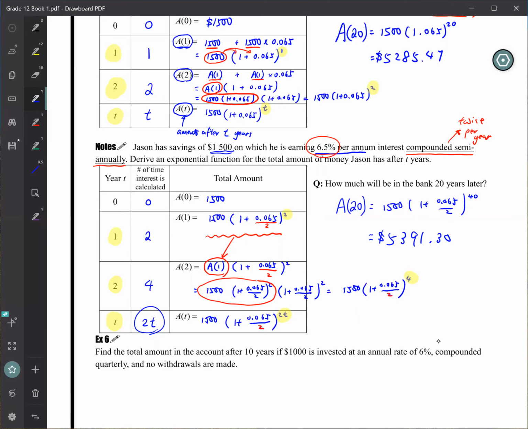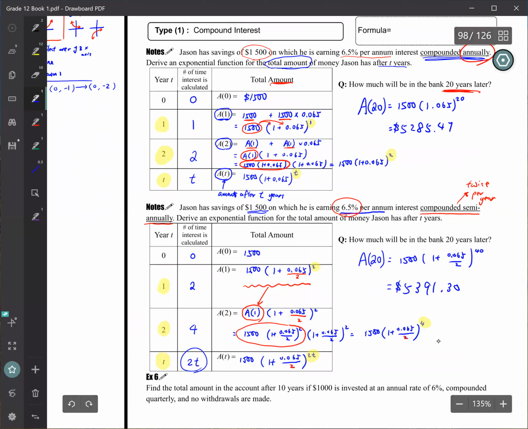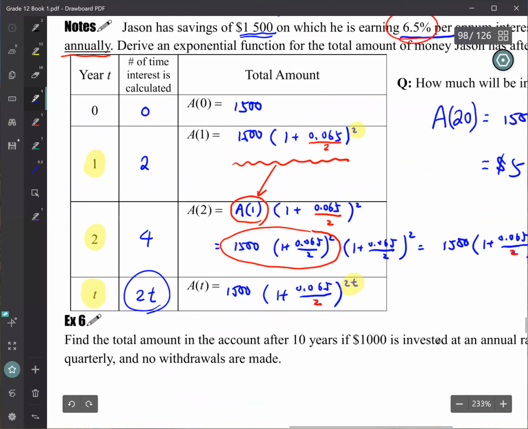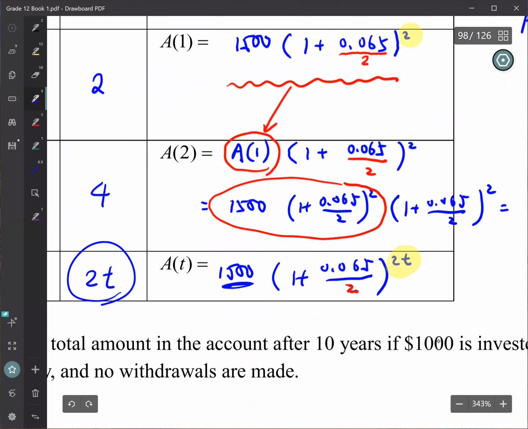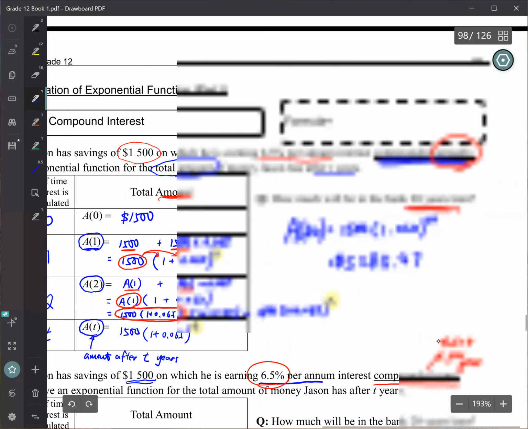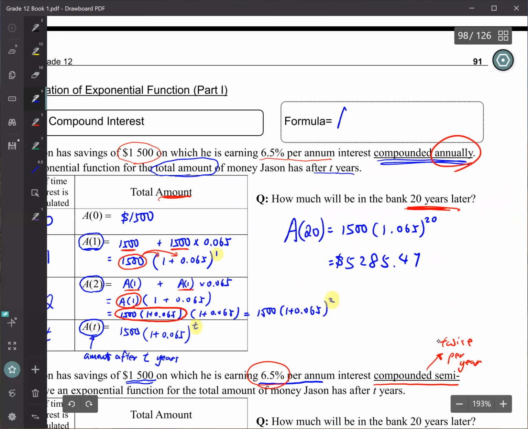So let's make a conclusion on the top now, okay? We'll put the formula in the formula box on the top. So the 1500 is the initial amount, or you can call that the principal amount. So let's put it in the formula now. So amount after t years will equal the principal amount multiplied by 1 plus interest rate divided by n, and then n times t.